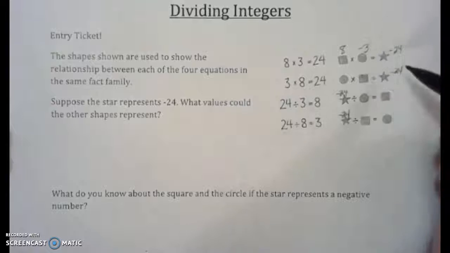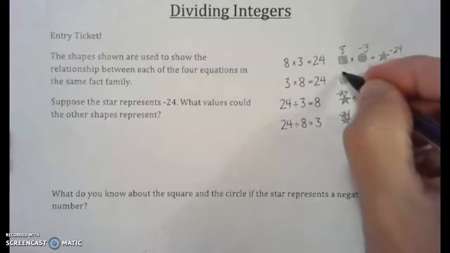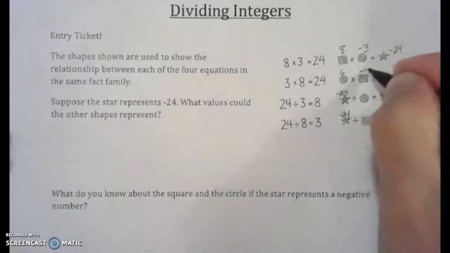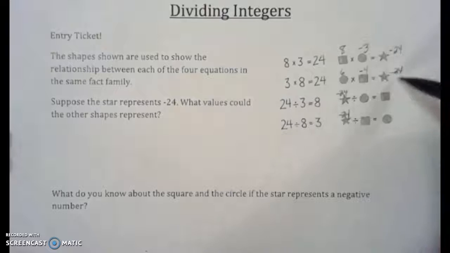The signs have to be different in order to get a negative answer. Maybe it's not 8 and 3s. Maybe it's another way to make 24, like with a 6 and a 4. So maybe we have a 6 and a negative 4, or maybe we have a negative 6 and a positive 4. Again, the signs have to be different in order for us to get negative 24 as our answer.